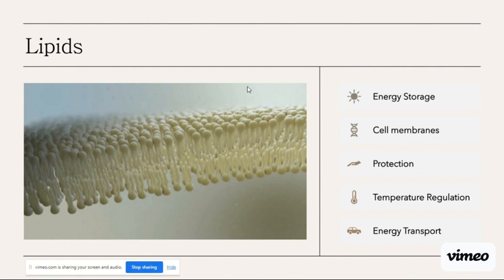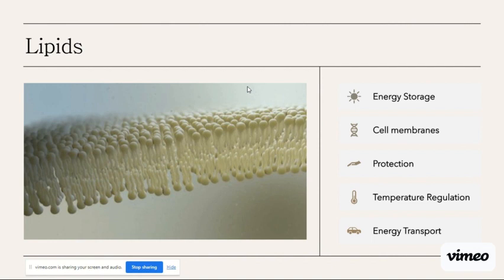Next, for the cell membrane, phospholipids are major components of cell membranes, where they form the layer that provides a barrier between the cell and environment. As for protection, the lipid membrane layer protects the cell contents from the external environment.